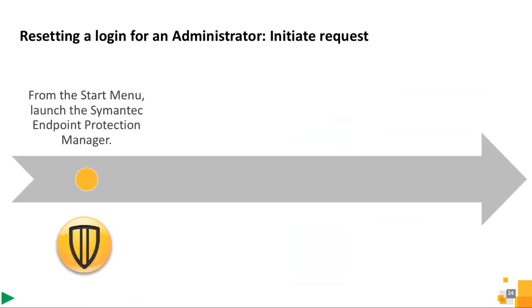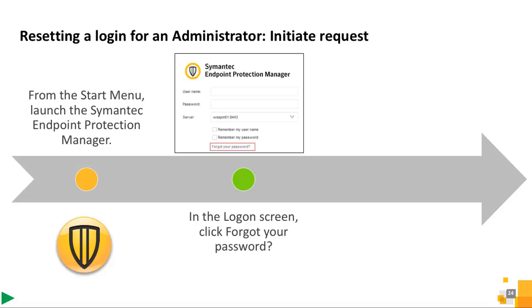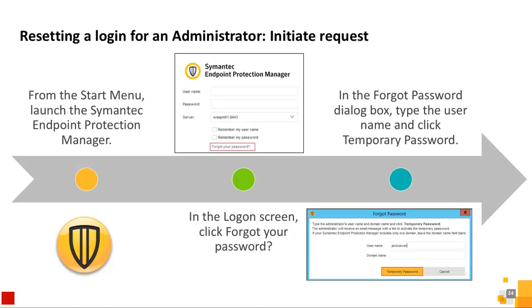From the Start menu, launch the Symantec Endpoint Protection Manager. In the Logon screen, click Forget Your Password. In the Forget Password dialog box, type the username and click Temporary Password.